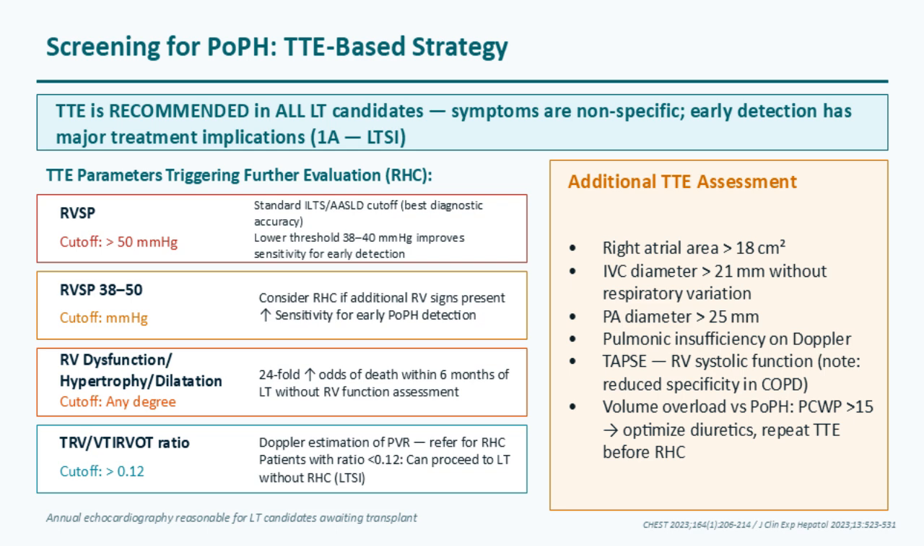Furthermore, if the TTE shows any degree of RV dysfunction without a formal assessment, the odds of that patient dying within 6 months of transplant jump 24-fold. That is a staggering statistic. Do not ignore the right ventricle on a cirrhotic patient's echo.